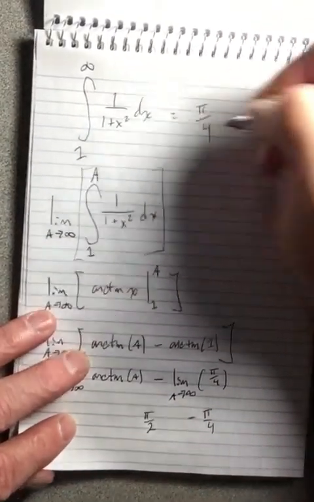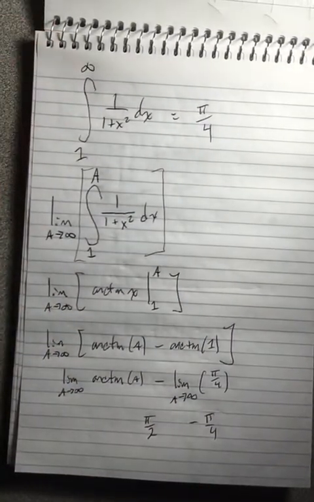So we say the improper integral converges to pi fourths.